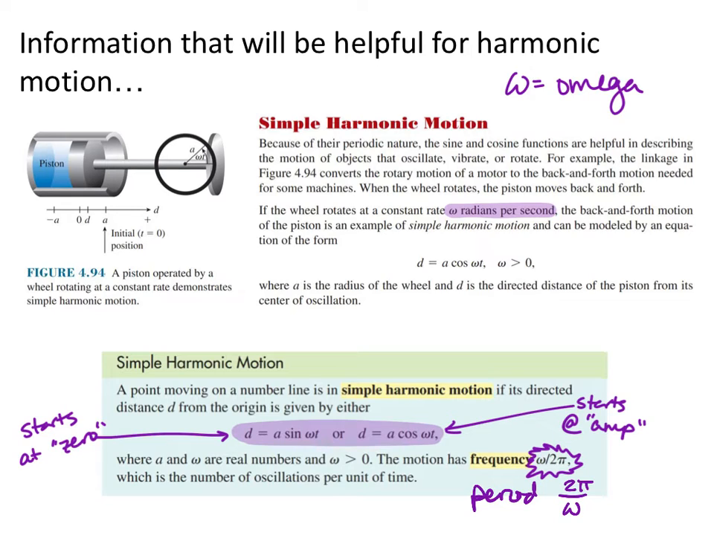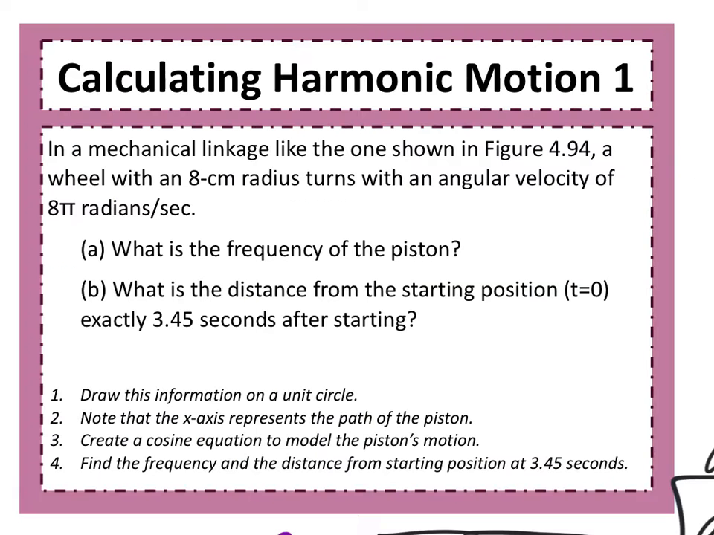So all of that to say, when we're writing these equations, we need to know the amplitude, that's always been A, and we need to know the rate, or what was the B value a little bit ago, but that's now omega because we're doing harmonic motion, back and forth. So let's just see an example of simple harmonic motion.